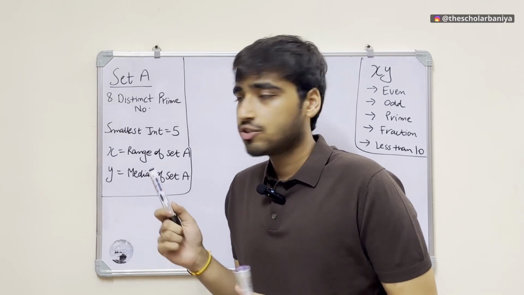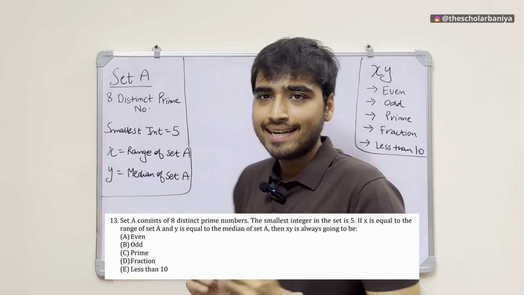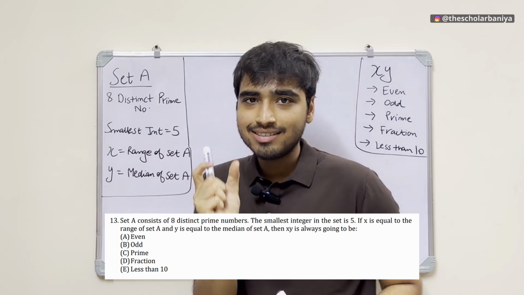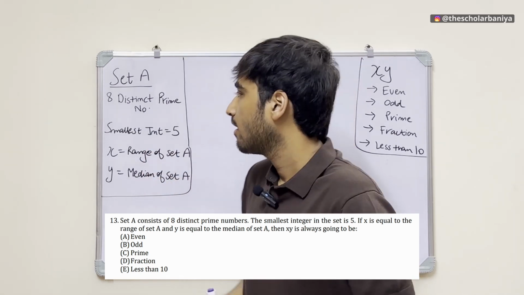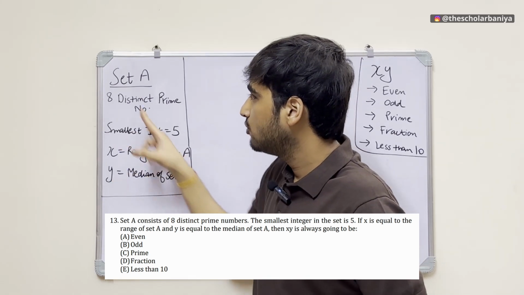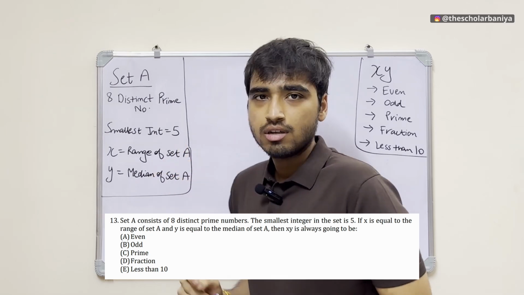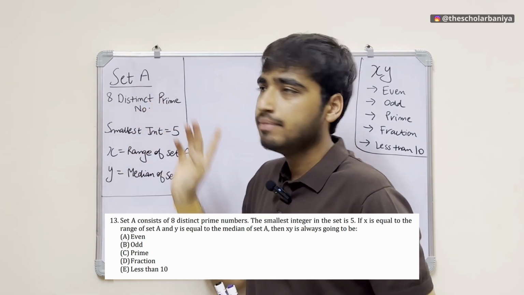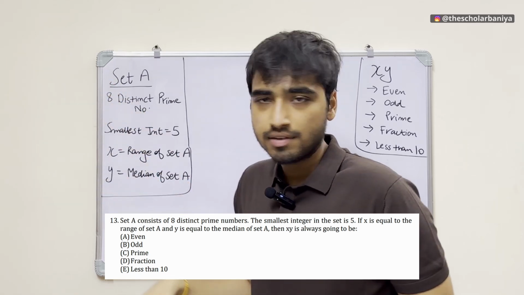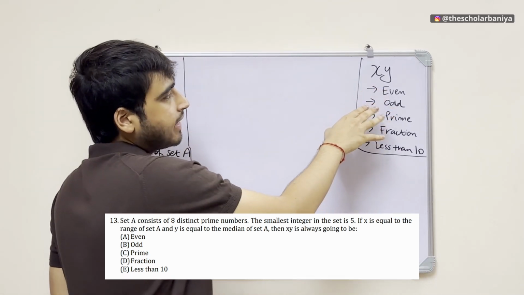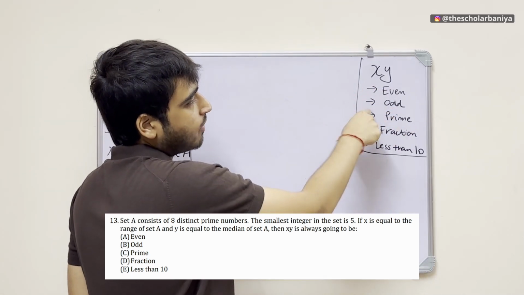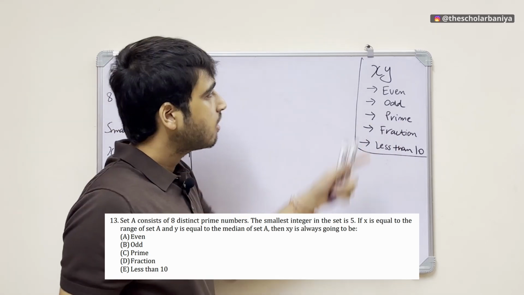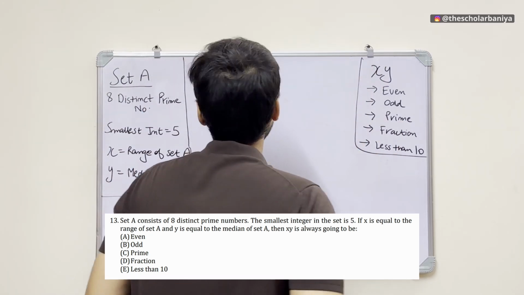So guys, this is the next question given. In this question, there is a set A, and in this set A, there are 8 distinct prime numbers. The smallest integer in the set A is 5. X is the range of set A and Y is the median of set A. These things are given and we have to find if xy is even, odd, prime, fraction, or less than 10. So we have to tell what is xy.